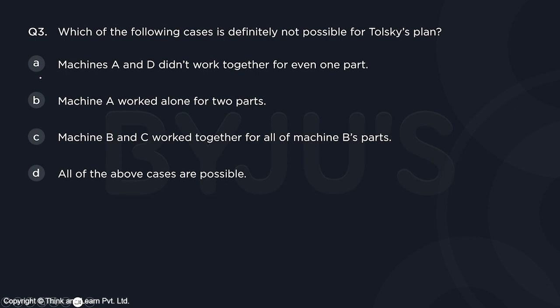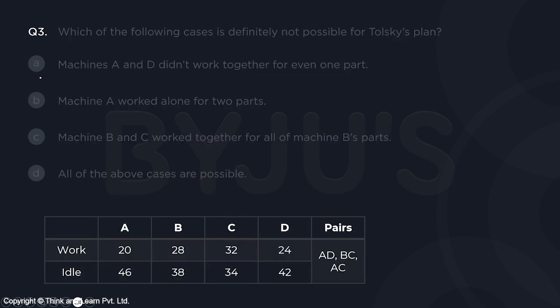So here is the third question. Which of the following cases is definitely not possible for Tolsky's plan? See, Tolsky's plan is to work for 66 minutes, so keep that in mind. Which of the cases is not possible for Tolsky's plan? That's what I have to figure out.